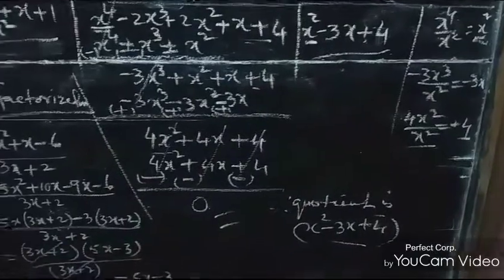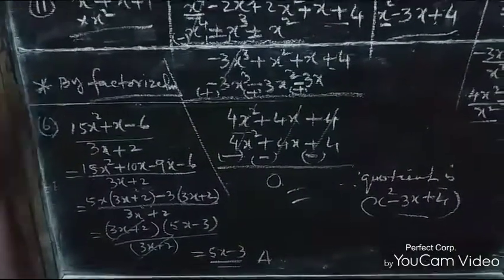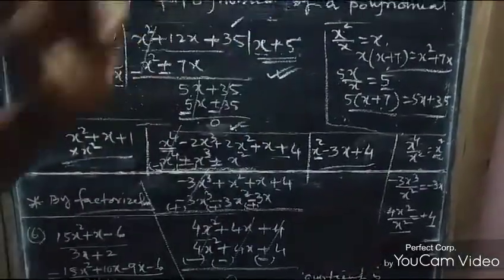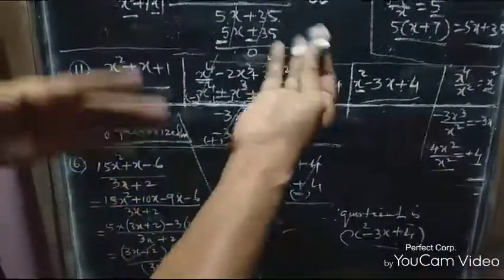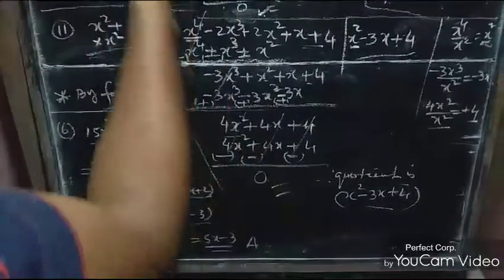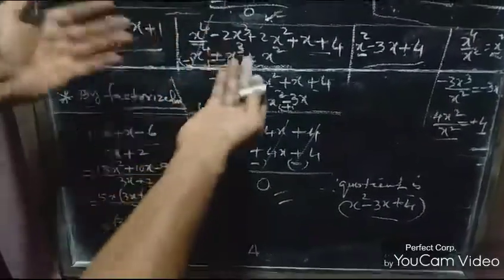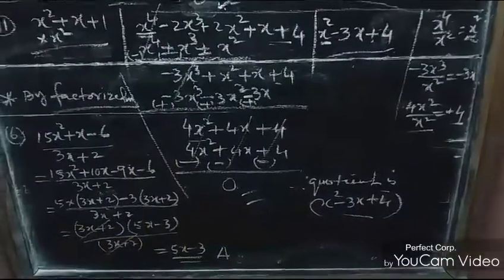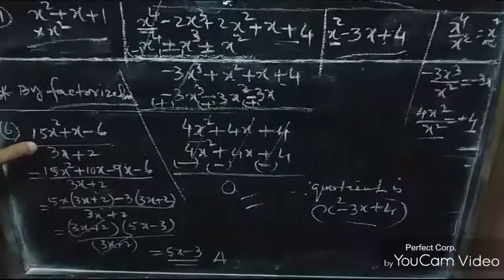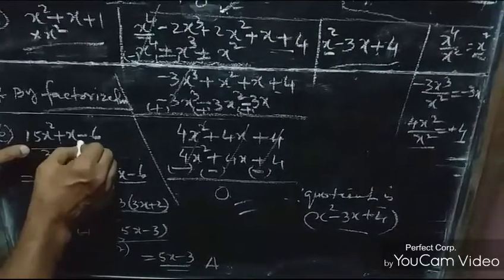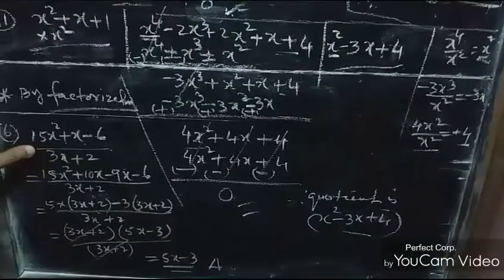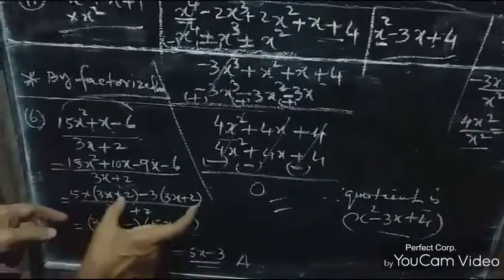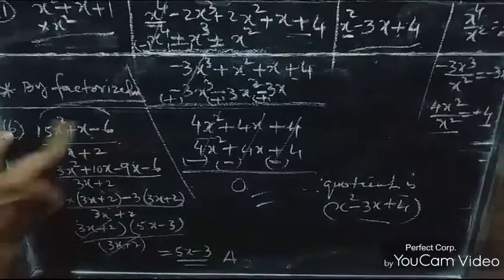This is the quotient. Now this is another method of dividing any polynomial by a polynomial, by the factorization method. See, here we have been doing the long division method. You can do this by the factorization method also if it is possible, and it comes very easily. See here I have taken two polynomials: 15x square plus x minus 6 divided by 3x plus 2. So do this middle term splitting and try to find the factors of this polynomial.